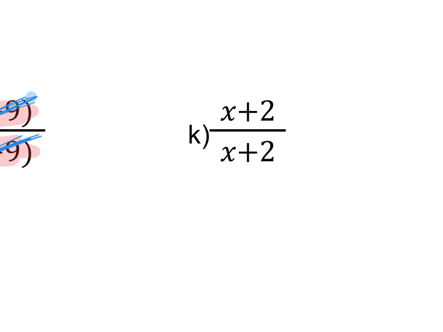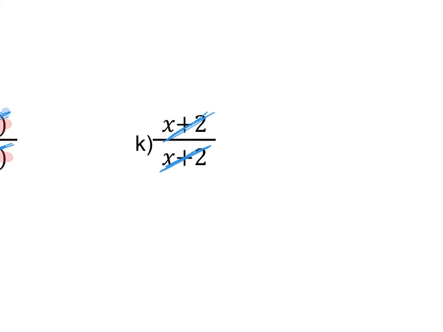Okay, letter K, what happens here? Well, x plus 2 cancels with x plus 2, cool. What does that give you? Well, if everything cancels, think of it like a fraction. If you had 3 over 3, what would that give you? 1. So this would turn into 1 when you simplify it.